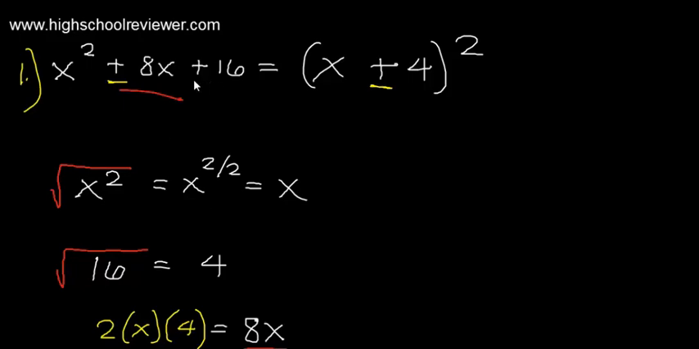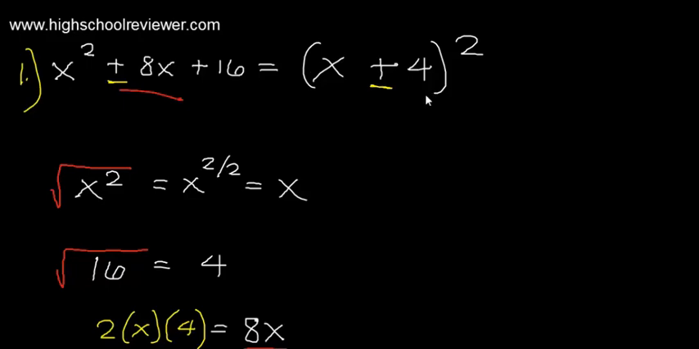And then get also the square root of our third term. The square root of positive 16 is positive 4. And multiply the results by 2. So we have 2 times x times 4. And if this is equal to our second term, this is a perfect square trinomial.